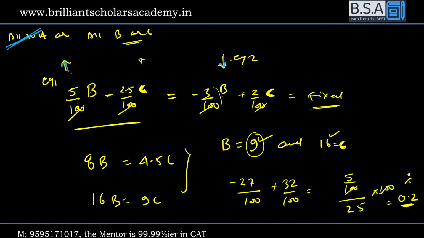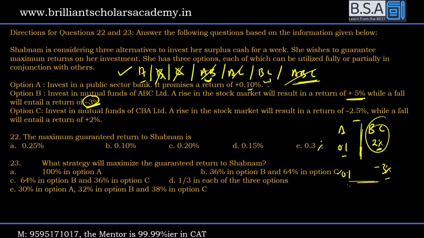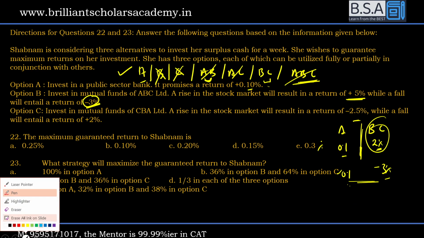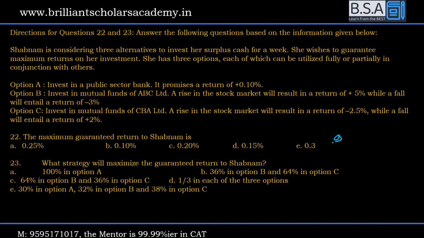So you are pretty much near your answer now. The guaranteed returns are 0.2%. And in the investment scheme, what have you done? You have invested 9 rupees in B and 16 rupees in the other. So answer both questions. 9 rupees out of 25 would be 36 percent. So this is your answer for investment. This is your answer for the returns.